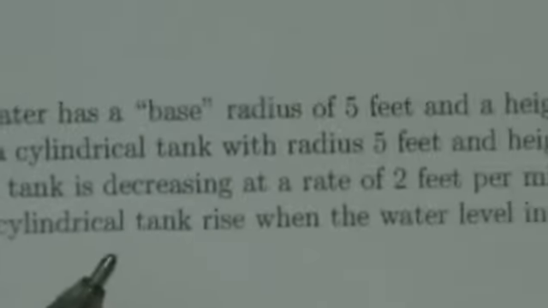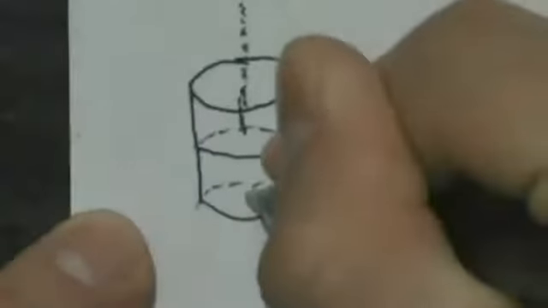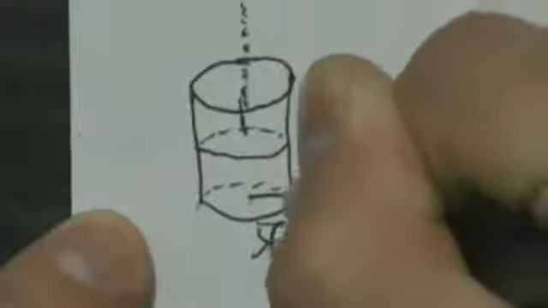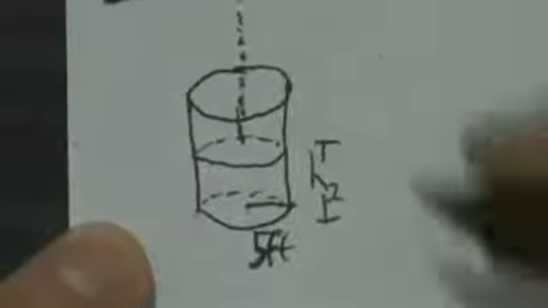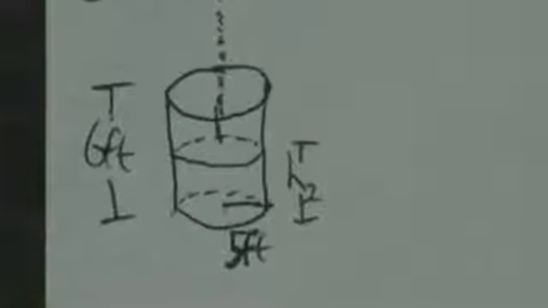And if we go down here, what are we told? The radius of the cylindrical tank, here. Water is being drained into a cylindrical tank with radius 5 feet and height 6 feet. So the radius of the cylindrical tank is 5 feet, just like the conical tank's base radius. And then the height is 6 feet. Okay, so that's the picture there.